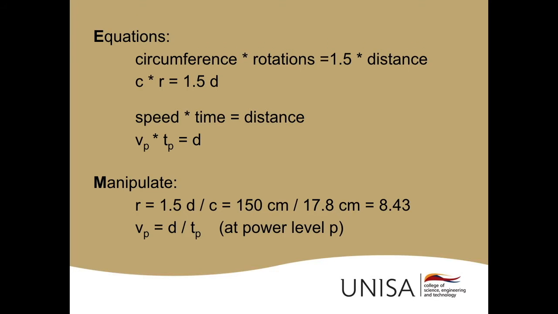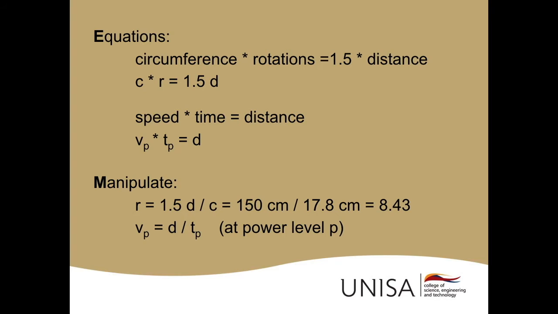So we take these equations and manipulate them to get the number of rotations. In my case, where I want a distance of 1 meter between my start and my stop line, I have 150 centimeters divided by the circumference of my wheels. So I need to enter something around 8.5 rotations in my programming block. And then we need to calculate the velocity or speed, v sub p, and that we get as the distance divided by the time that we've measured at power level p.